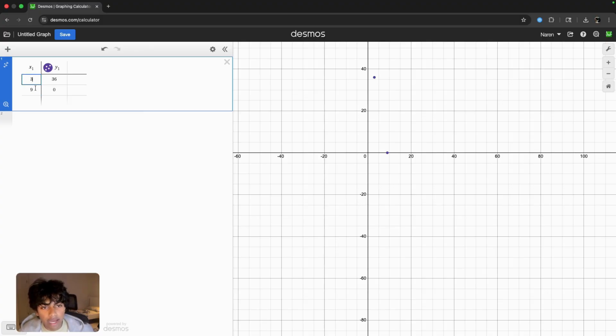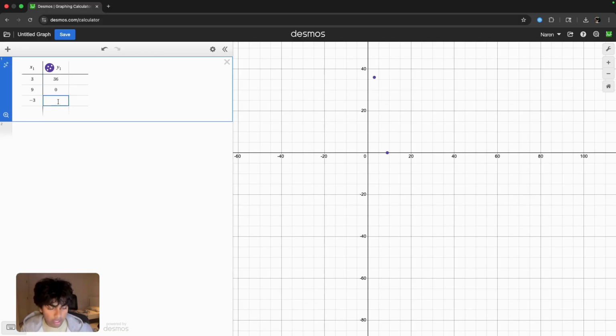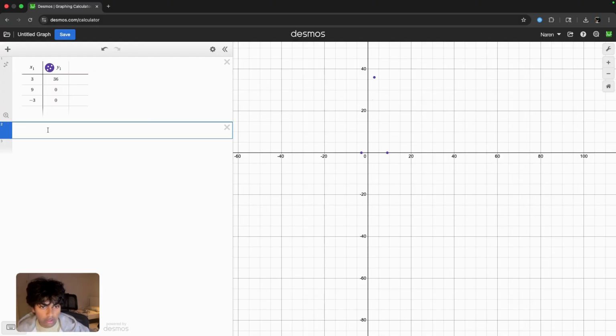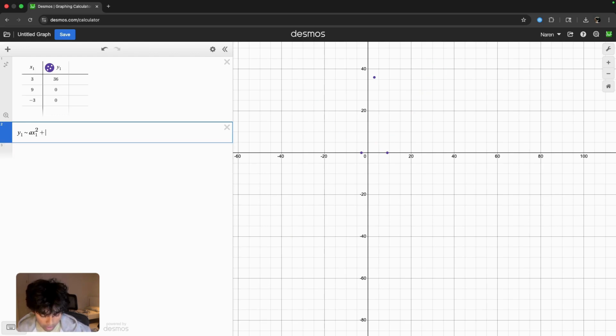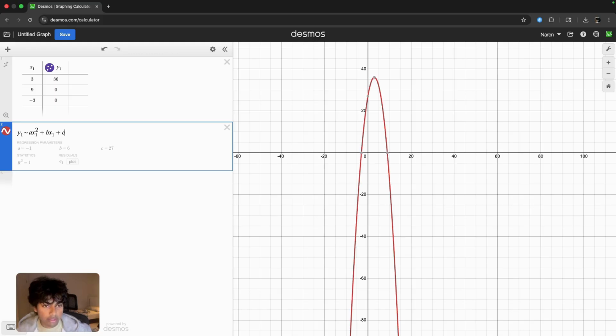So from 3 to 9 is 6. 9 minus 3 is 6. So the other root is going to be 6 away, so negative 3, 0. And now that we have 3 points, we can do a regression. And that's going to be y1 equals a x1 squared plus b x1 plus c. And there's our values.